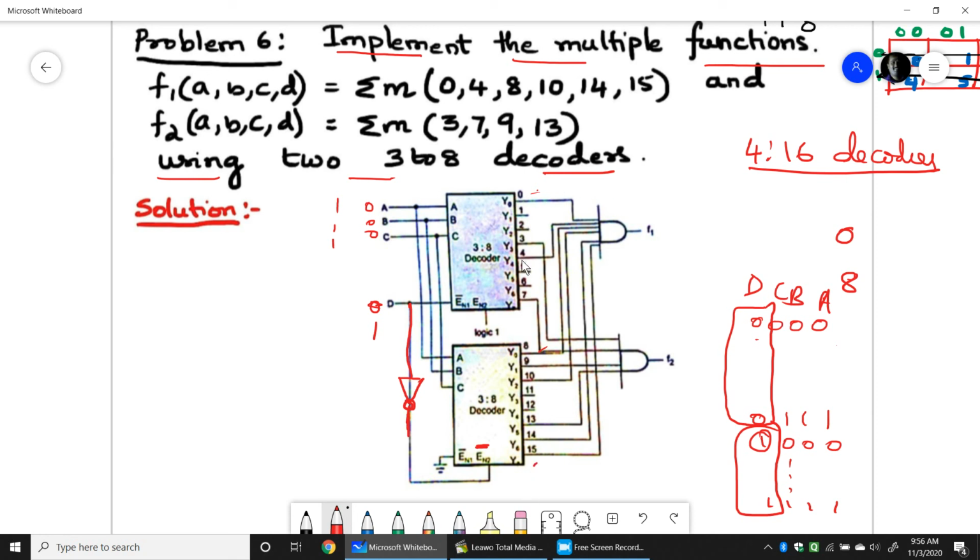So I will take 0, then 4, then 8, and then 10, and then 14, 15. I will give these to this AND gate, and that gives me the output. And then I will take 3, 7, 9, and 13. I will give these to another AND gate, and that gives me the other output.